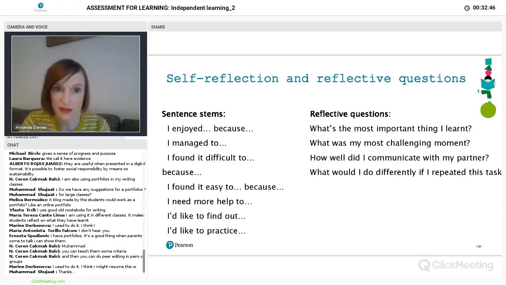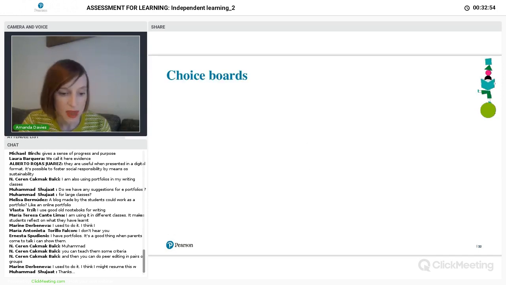Now, if we want our students to be more independent, then we need to give them choices.